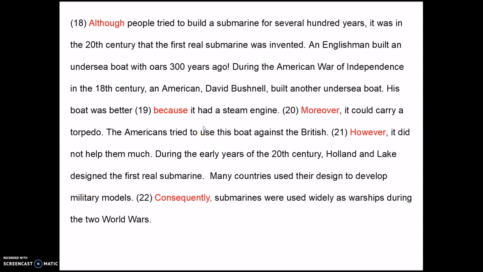And in 19, it says his boat was better. It had a steam engine. So this part gives us the reason why his boat was better. So we will use because.